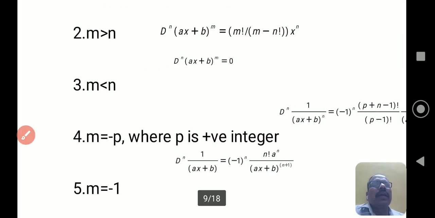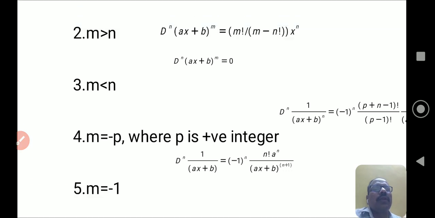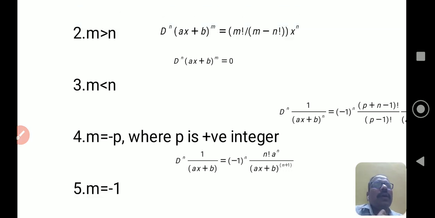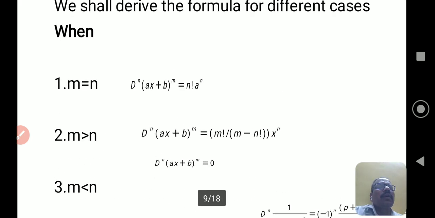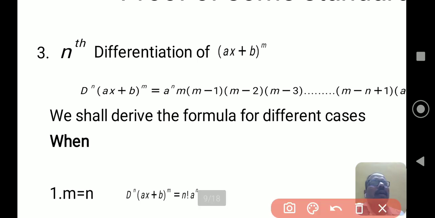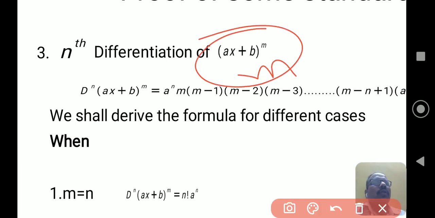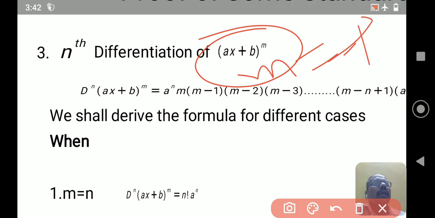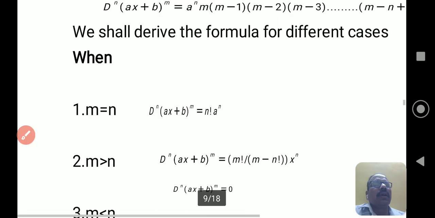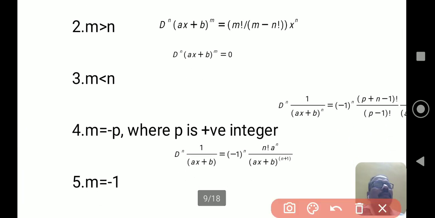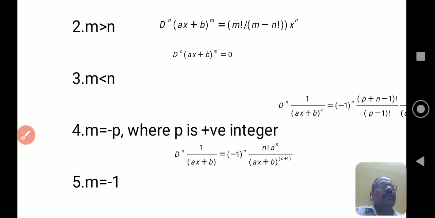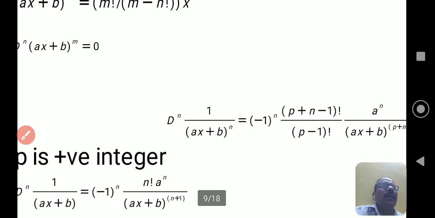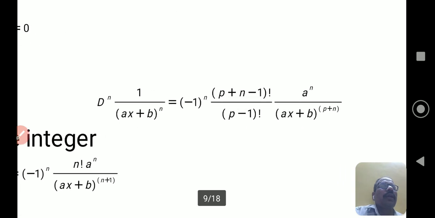Okay, next, instead of taking m equal to n, we are taking m equal to minus p, where p is a positive integer. Observe the result: m equal to minus p means you can write 1 over (ax+b) whole to the power of p. I have written the final result here. The formula is very simple: minus 1 to the power of n, (p plus n minus 1) factorial by (p minus 1) factorial, a to the power of n, into (ax+b) to the power of (p plus n), if p is a positive integer.